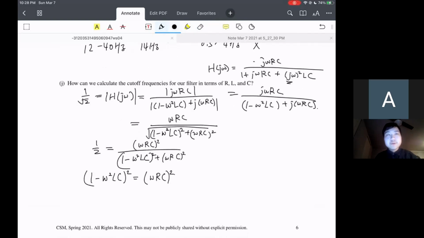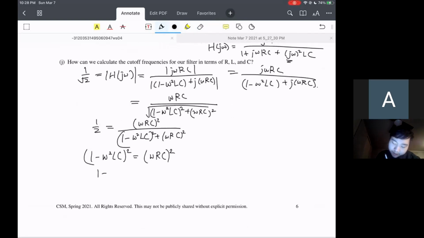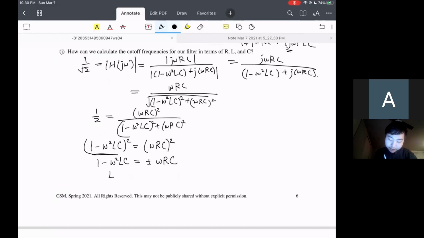Now, by taking the square root of both sides, we see that 1 minus omega squared LC is equal to plus or minus, because this term can possibly be negative, omega RC. Okay, and so one of the equations is going to be LC omega squared plus or minus RC omega minus 1 equal to 0.